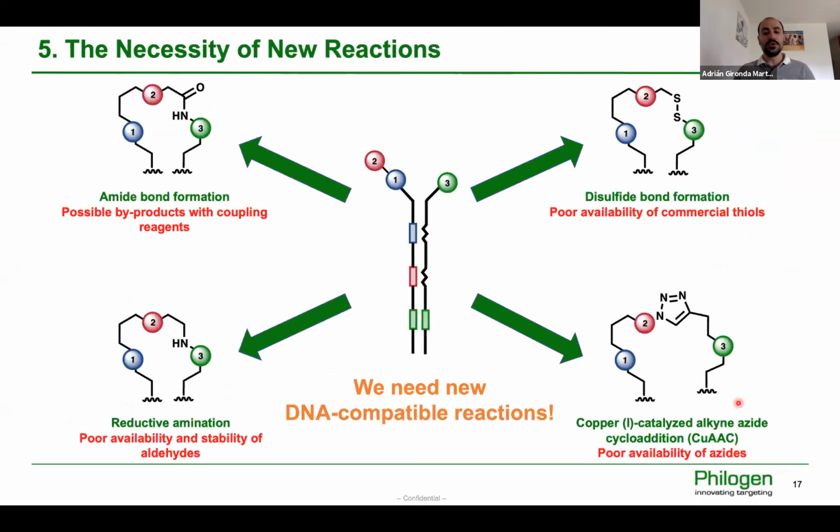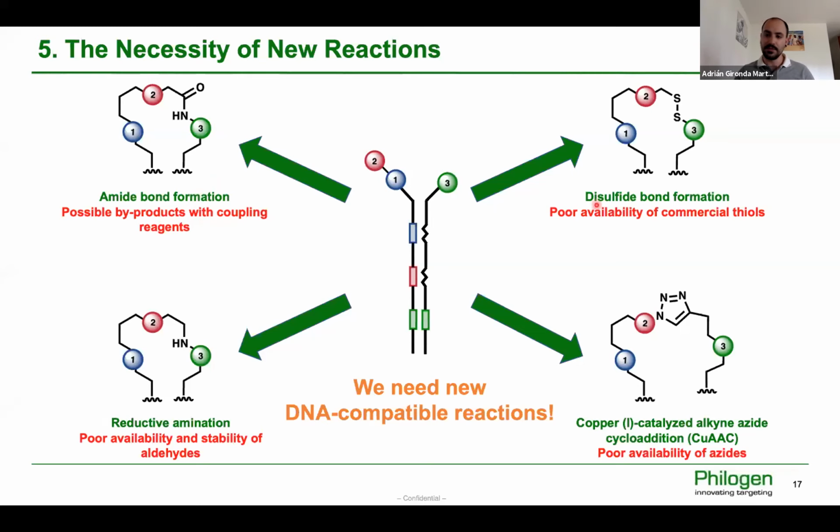So the direct evolution of the SEQT 2+1 technology would be the linkage between both DNA strands. And to do so, we can have many different approaches. In this slide, I just show you 4 of them. So for example, we could link both strands by amide bond formation, but in this case, we can have, for example, possible byproducts due to the coupling reagents.